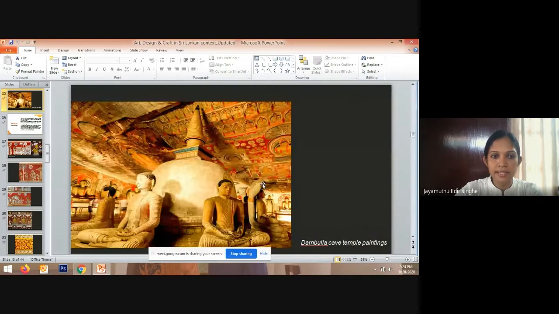Here you can see some of the remaining paintings in the Dambulla Cave Temple. Those are very big caves with paintings on the ceiling and the walls, right? Mainly those were related to Buddhist themes, and the color schemes were red, yellow, orange and similar colors. Very rarely they had blues and greens in their paintings. Mostly earthen colors were used in those paintings.